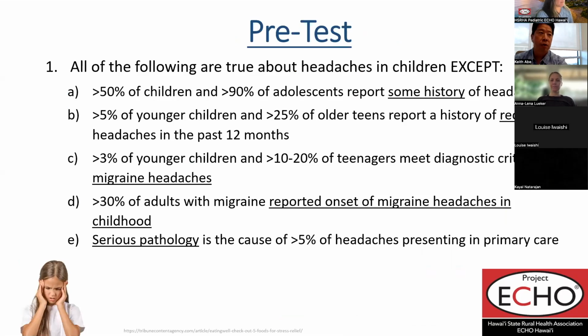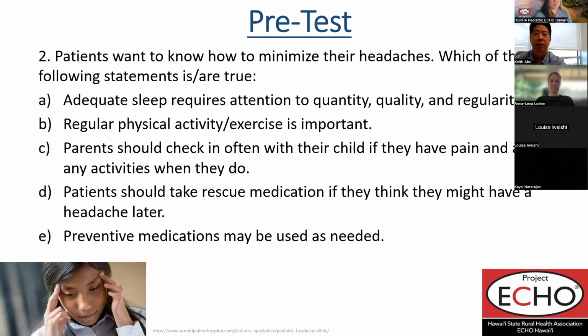These are questions from the previous headache talk, so think on your own as we go through which ones are true. More than half of kids and more than 90% of teens have some history of headache. At least 5% of the younger children and 25% of teens have recurrent headaches. Of them, about 10 to 20% of teenagers would meet criteria for migraine. More than 3% of children, 5 to 10, meet criteria for migraine. True or false, about 30% of adults with migraine had it start in childhood. True or false, serious pathology is a cause of more than 5% of headaches presenting in primary care. We'll come back to these answers later.